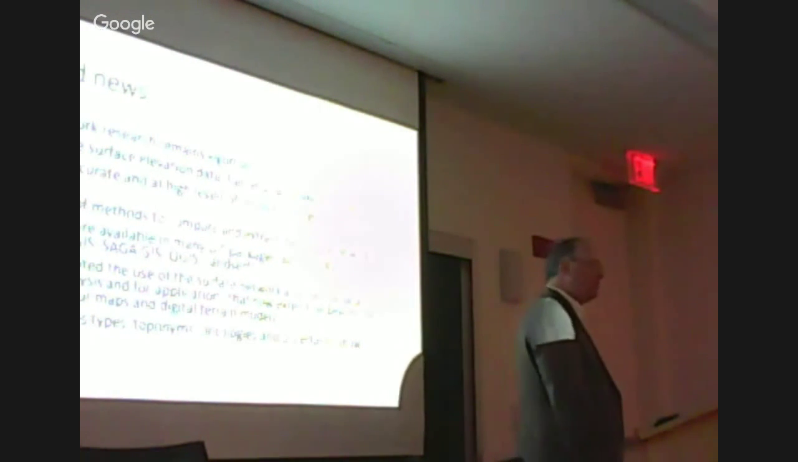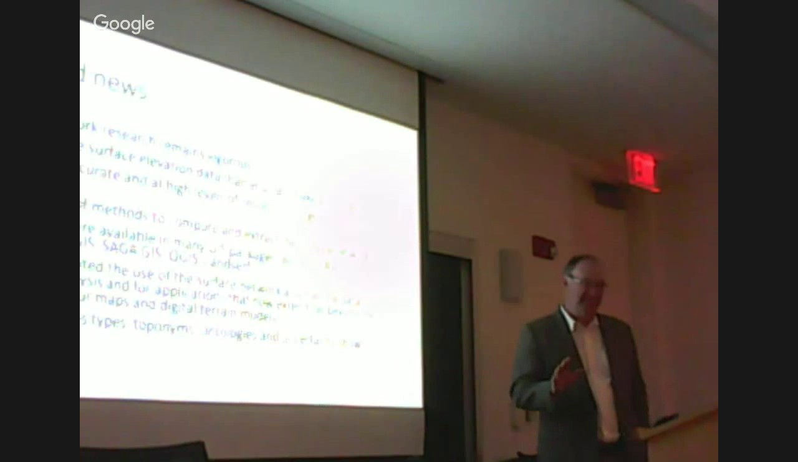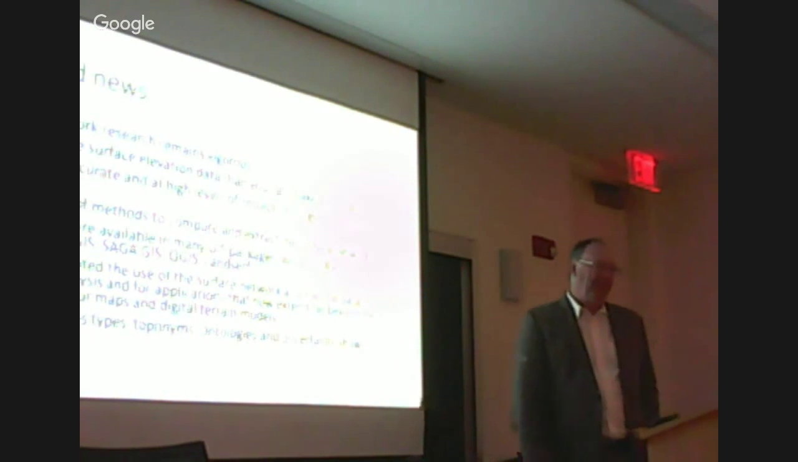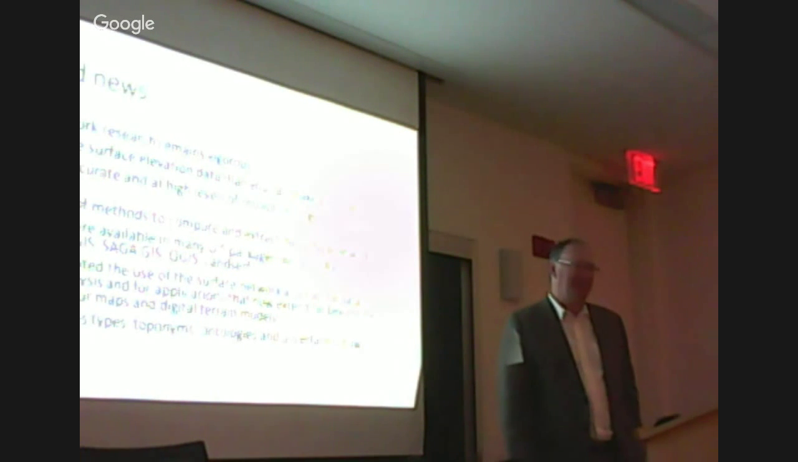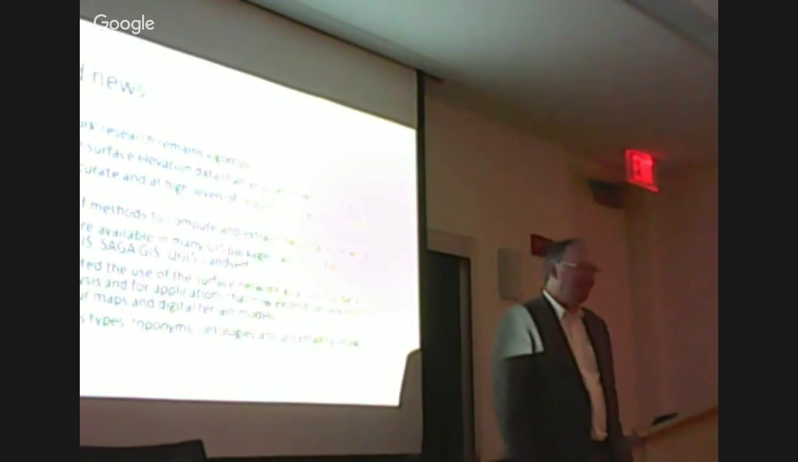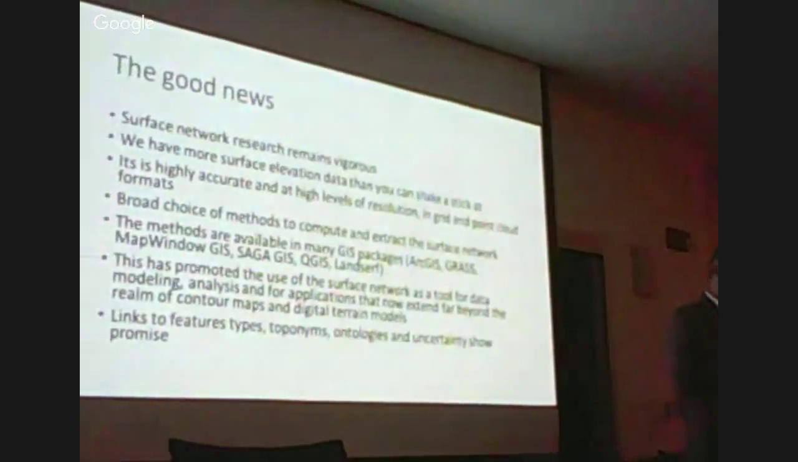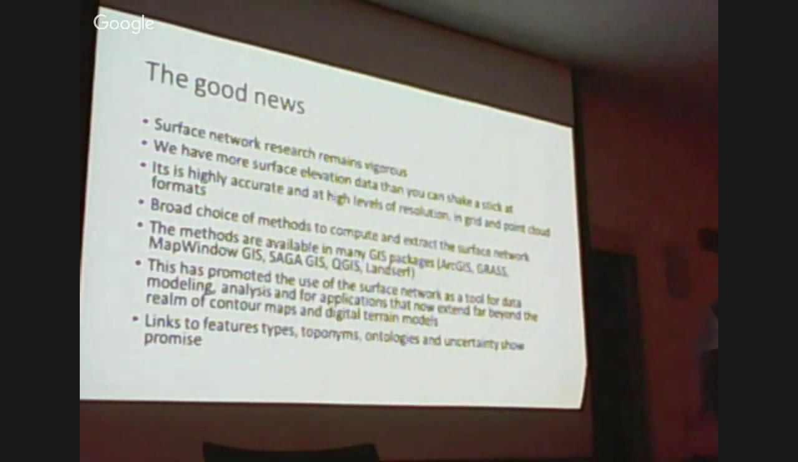So the good news around surface network research is that the research and publishing remains quite vigorous. There's a lot of interesting things going on. In the meanwhile, we now have more surface elevation data than you can shake a stick at. On my terrestrial LiDAR, I can press the button, and 5 minutes later, I have half a terabyte of terrain data as a surface cloud or as a point cloud. It's extremely accurate. I can often tie it directly into GPS. It has very high levels of resolution. It's rarely now in grids. It's usually in a point cloud format. So I've got a new data model in which to apply these network solutions.